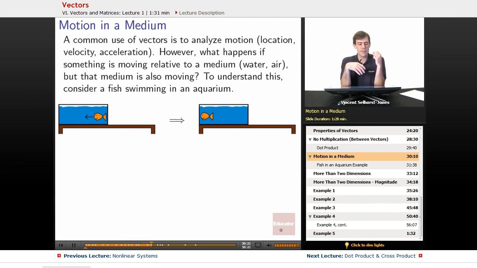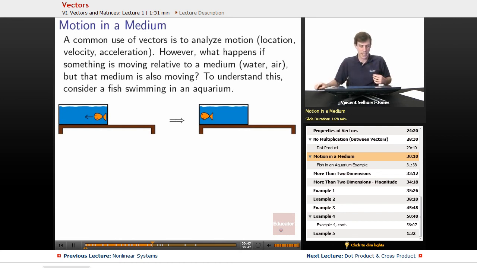However, what happens if something is moving relative to a medium, like water or air? Say we've got a boat in a river, and the boat is moving up the river, but at the same time the water in the river is moving another direction. We have to do something to take account for this. So the object is moving relative to the medium, but the medium itself is also moving, like the boat in the water. To understand this, let's consider a fish swimming in an aquarium.